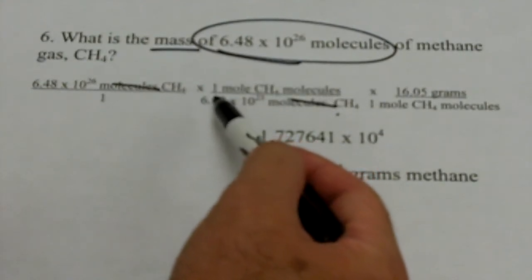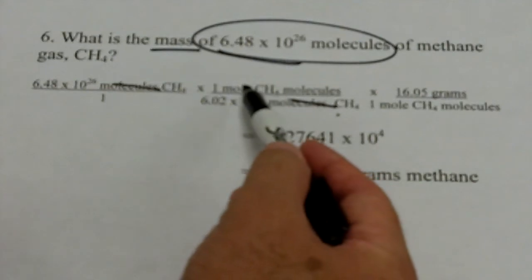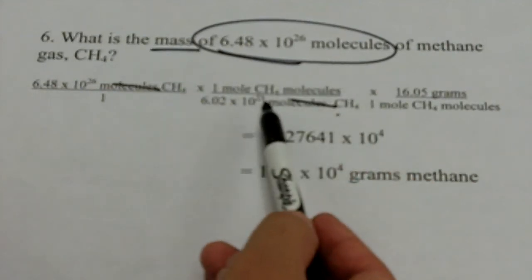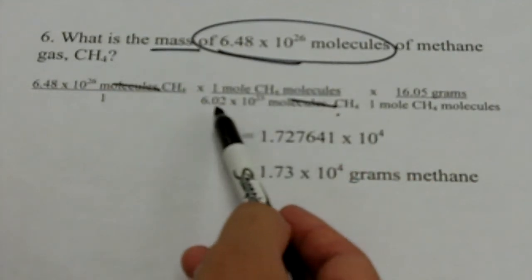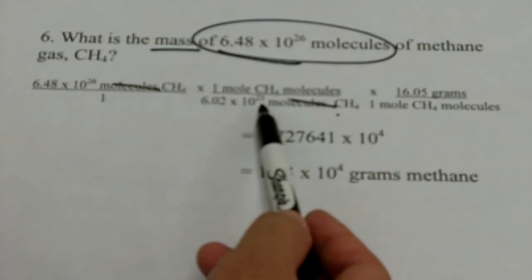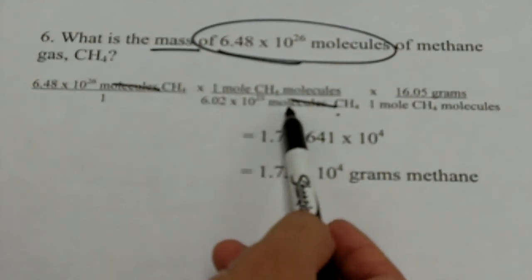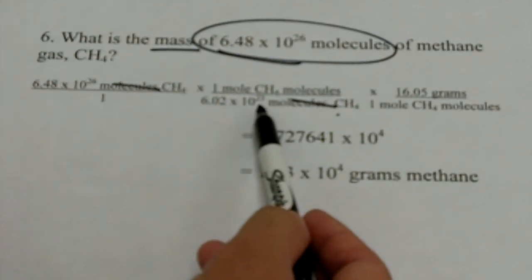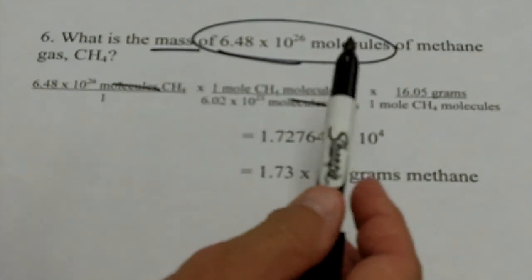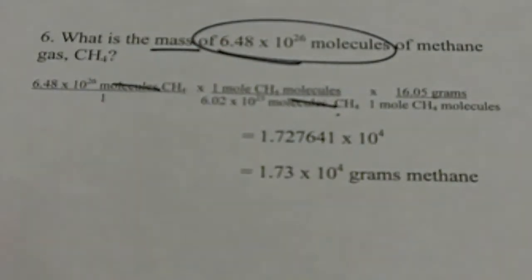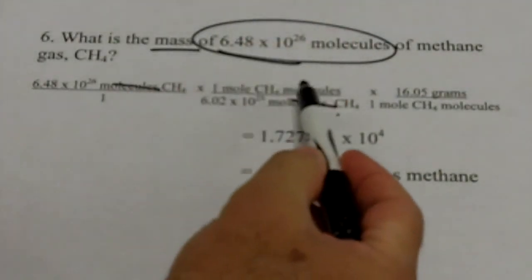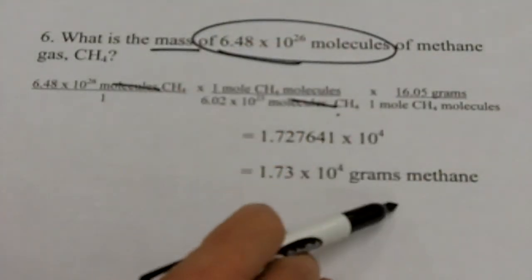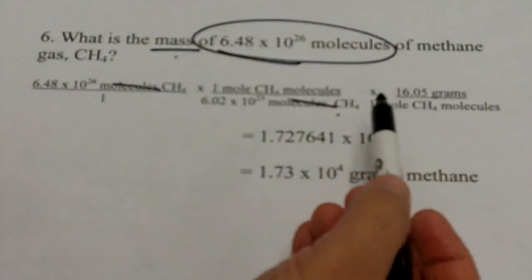How many molecules of CH4 are there in 1 mole? Well, how many things are there in a mole? There's 6.02 times 10 to the 23rd of anything in 1 mole, including molecules or atoms or whatever you want to make it. So 6.02 times 10 to the 23rd molecules in 1 mole of CH4. Now I'm going to ask myself, is that what I'm looking for? Am I interested in moles of CH4? No, I'm interested in the mass, so I have to keep going.